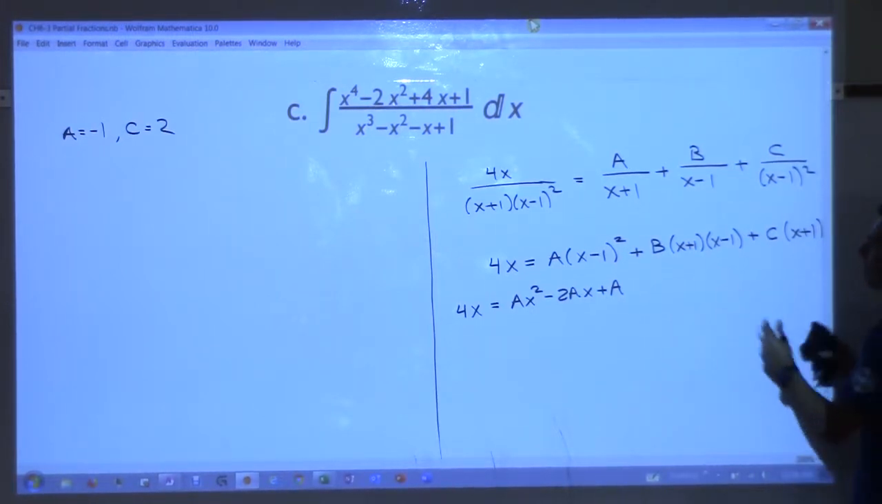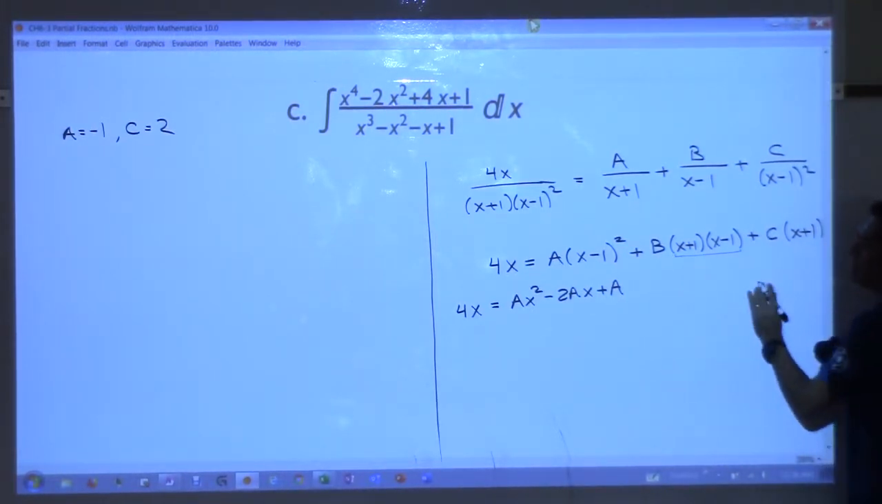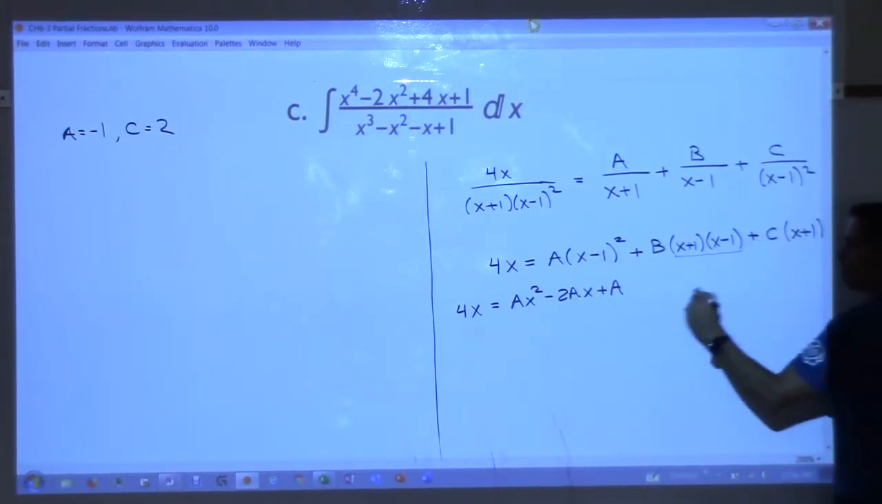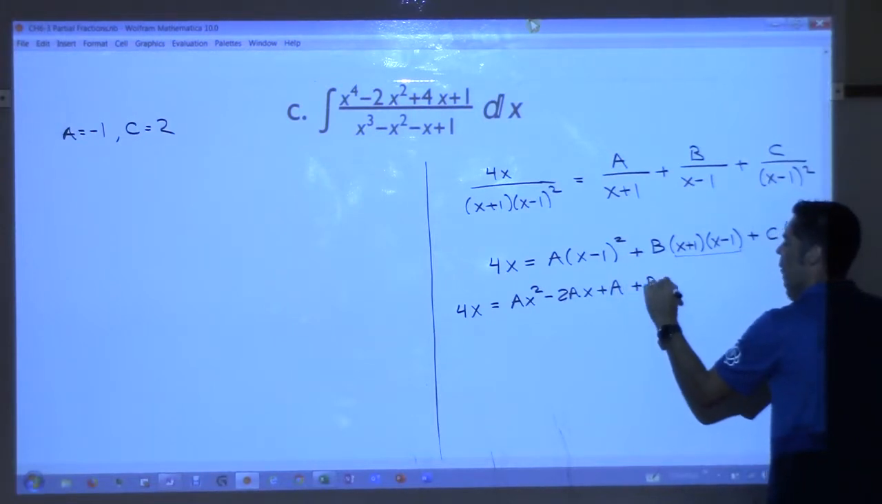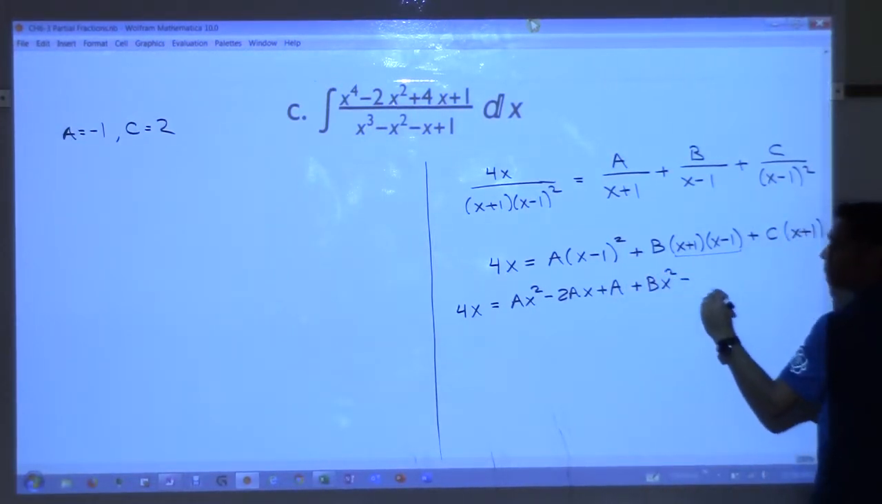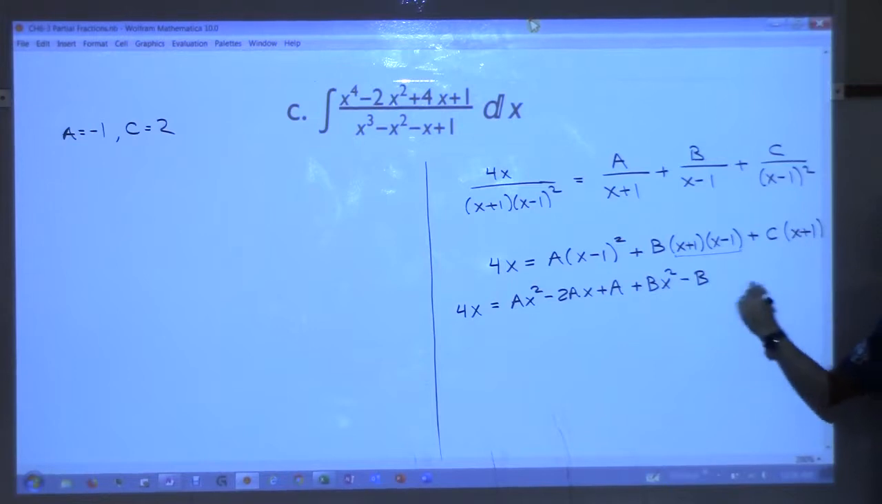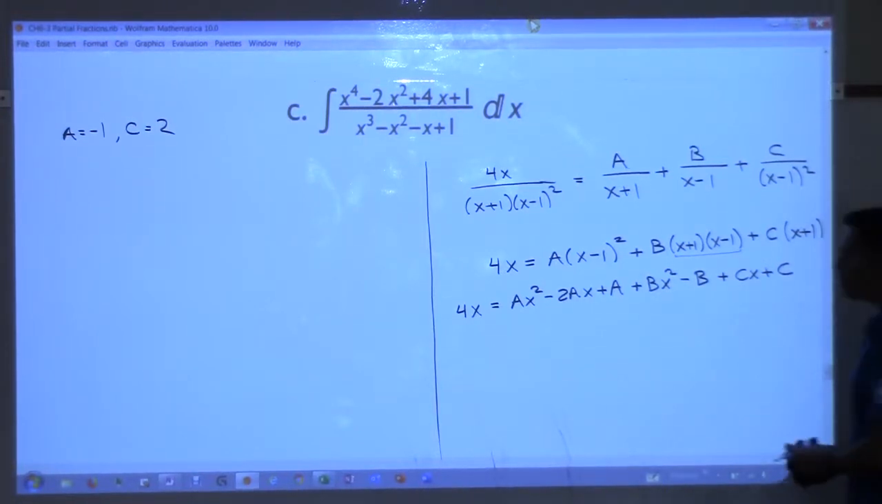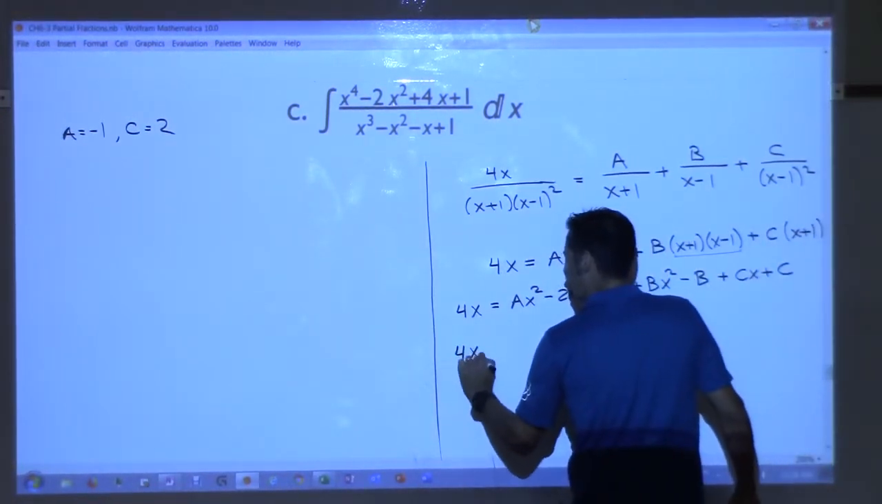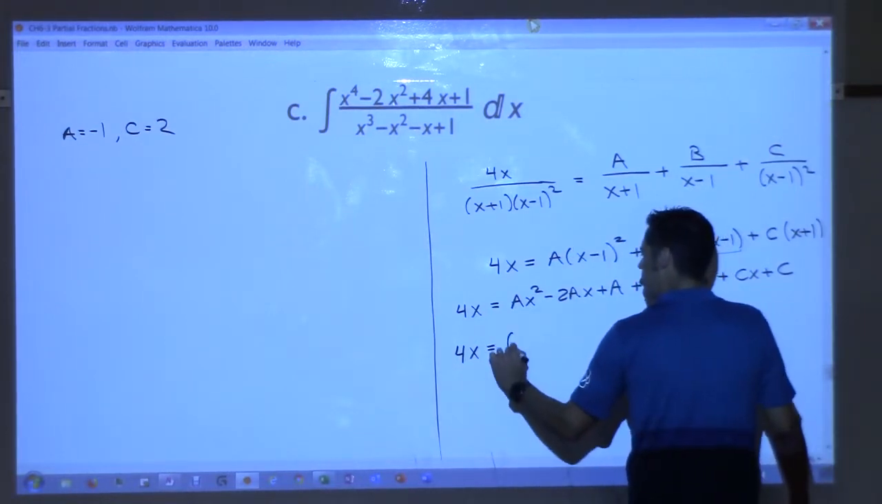Okay, here, what if I multiply those two together? That would be x squared minus 1, difference of squares, right? And then I would have distributed a b through. So this should be bx squared minus b. And then the last one's actually not that bad, it's just cx plus c. Okay, so that's me expanding everything. Now what I do is I collect my like terms together. So watch what I do here.